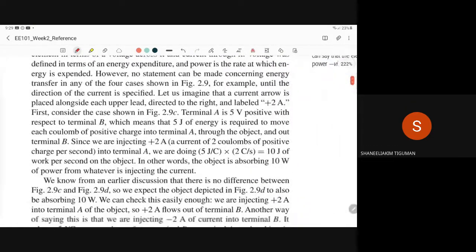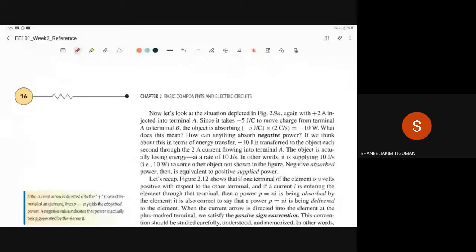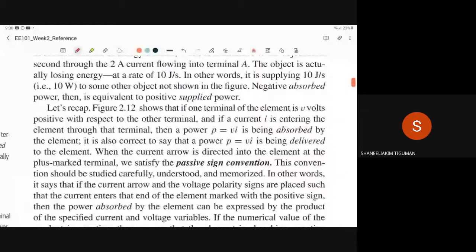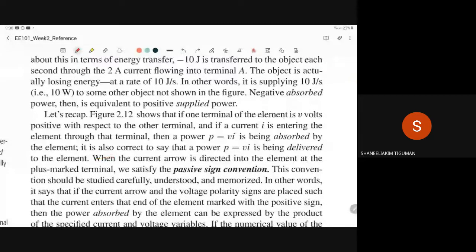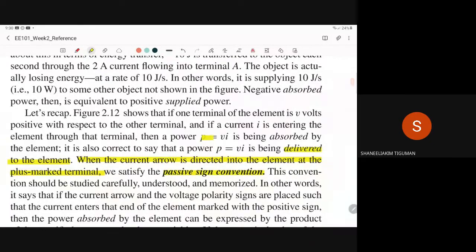So what are the things that we need to take a look at? These rules here. When the current arrow is directed at the plus mark terminal, we satisfy the passive sign convention. It means that if the current arrow is directed into the element at the plus mark, the power is being delivered to the element, or we could also say the power is absorbed by the element.